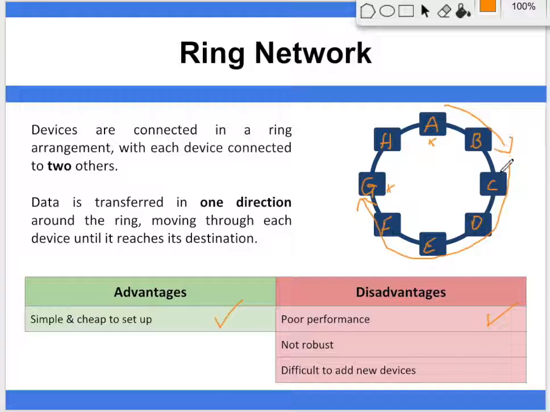There's security issues around data being transmitted all the way around each of these devices. It's not really very robust. If I were to cut the cable here, the whole thing is destroyed. Cut the cable here, same thing again. And it is difficult to add new devices as well, because again, you have to break the cable and drop new machines onto it. So not another great type of network, but it does work and it does have functions still in certain areas of the IT industry.